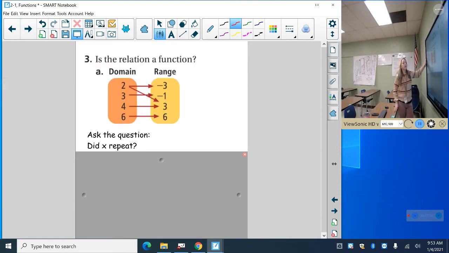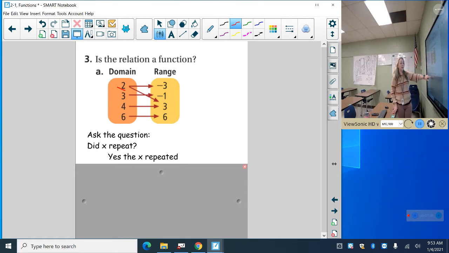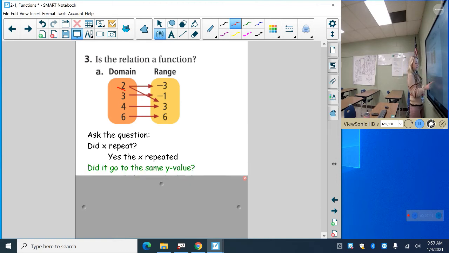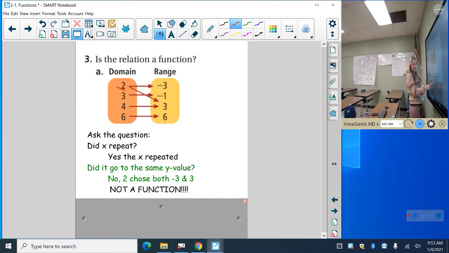Okay, is this relation a function? Well, 2 goes to -3, 2 goes to 3, and if you ask yourself, did the x repeat? Yeah, there it did. Did it go to the same y value? No, it did not. Yes, x repeated right there with my 2. I have 2, 3, and 2, -3. Did it go to the same y value? No, it did not, because it went to 3 here and it went to -3 here. Therefore, this is not a function.